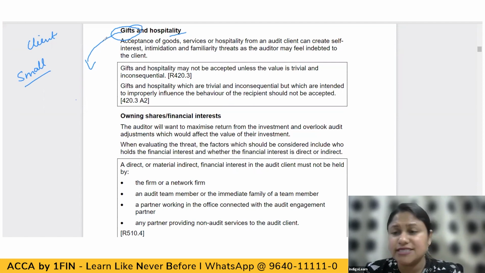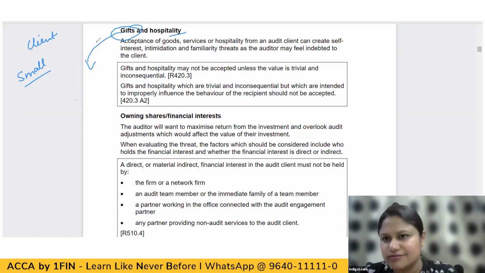But suppose it is a gift which is going to significantly impact your opinions, such that it comes as if it's a favor from the client to you. Then it is going to affect your objectivity and you will end up giving an opinion in their favor without looking at the adjustments or the real picture. So those kinds of gifts we say do not accept. The safeguard here is that you do not accept those gifts or hospitalities which are going to impact your decisions.